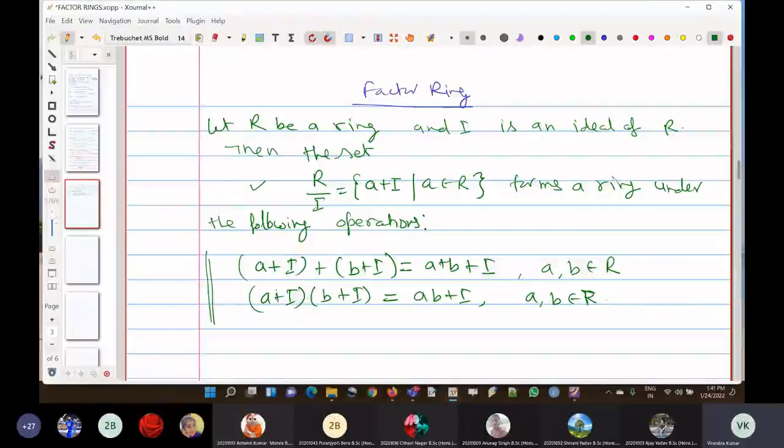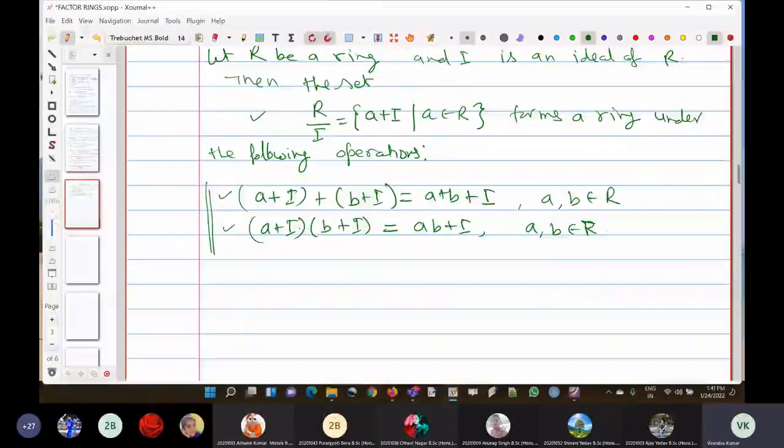So in that case, they are verifying that these two operations are well defined. And they say that this is a ring if and only if I is an ideal. Okay, if and only if I is an ideal. So that proof you can see in your book.